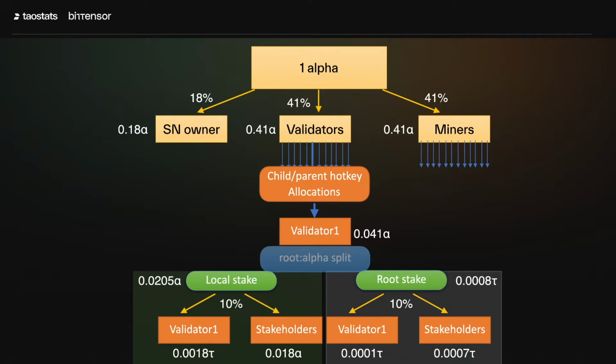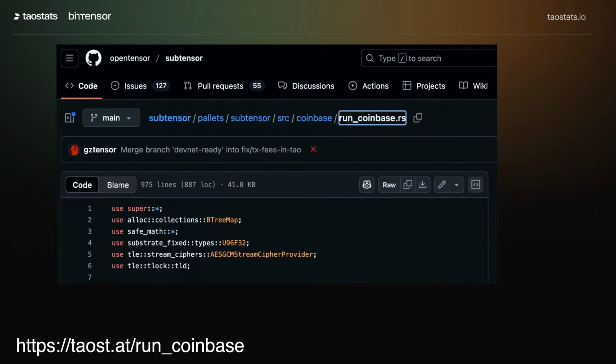If you've watched other videos on our YouTube channel, you've probably seen charts like this, which walk through how one alpha is distributed amongst the owners, the validators, and the miners, and then how all of that gets split up and down to the stakeholders. This is not that same video. In this video, we're going to go line by line through some Rust code.